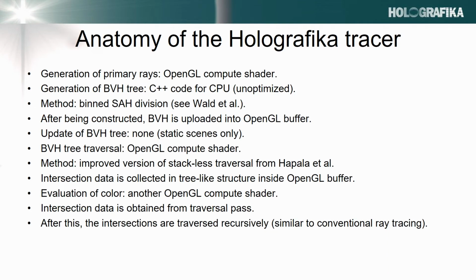We generate the primary rays. We generate the BVH3 in C++ code, so on the CPU. It's a binned surface area heuristic method construction. Then we do traversal and shading in two passes. First, we do a stackless traversal, and we collect all the intersection data. We use the materials to check whether we need additional data, and then we evaluate the color in another shader.